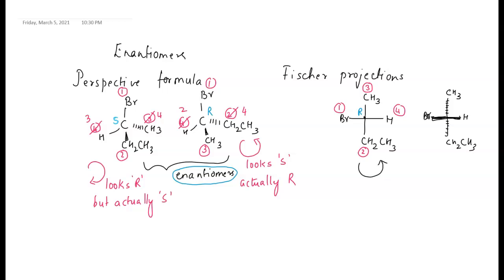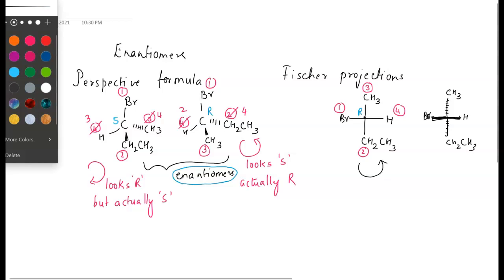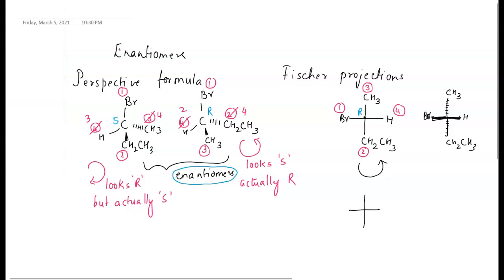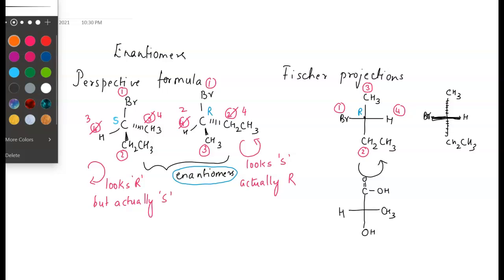Okay, let's do one more example on Fisher projections. Again, we have one chiral center in this molecule, and I'm going to put a CH3 here, a hydrogen here, an OH group here, and a carboxylic acid group here, C double bond OH. Again, our first step is to assign priority. Number 1 would be OH.